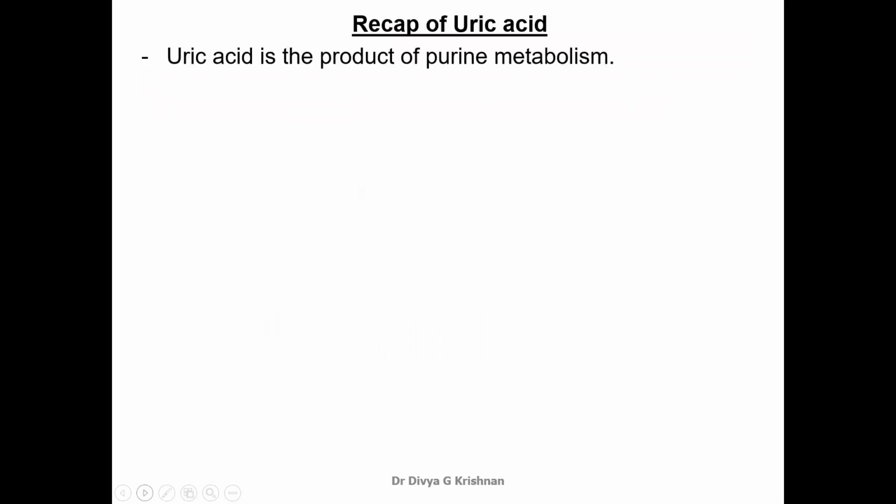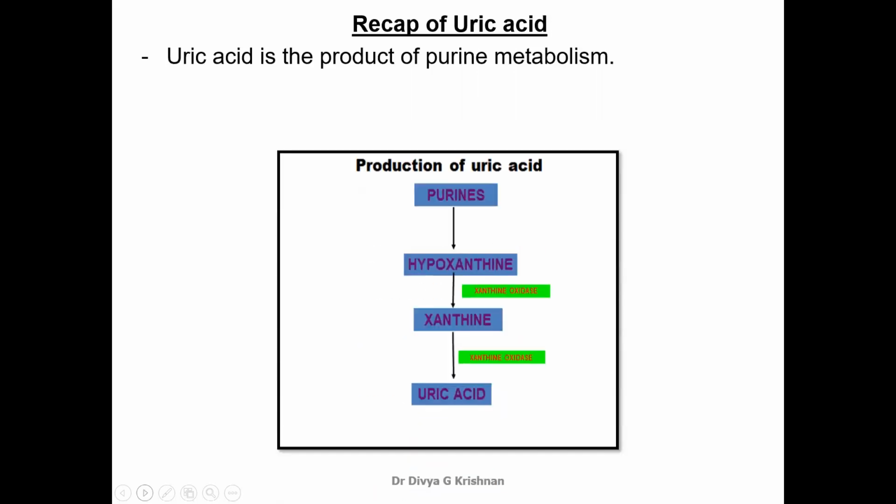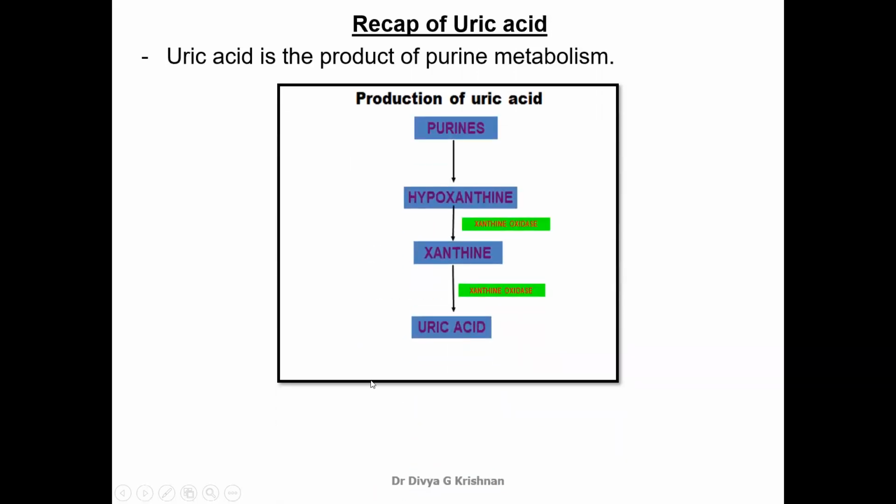So let's have a recap of uric acid metabolism. You have all seen this in your first year, how the uric acid is produced in our body. The purines are changed to hypoxanthine. Hypoxanthine is metabolized to xanthine, and xanthine gets metabolized to uric acid by the enzyme xanthine oxidase. This uric acid has quite low water solubility and is excreted by the kidney. So the hyperuricemia can result either because of increased synthesis of uric acid through this pathway, or because of decreased excretion in the urine.